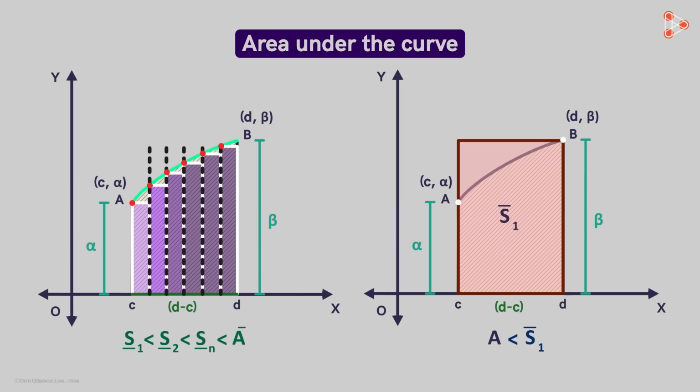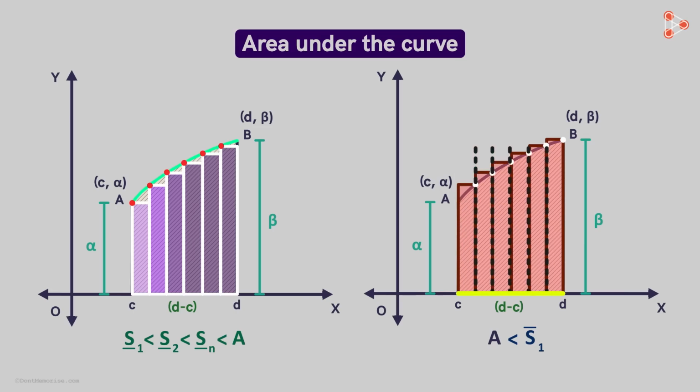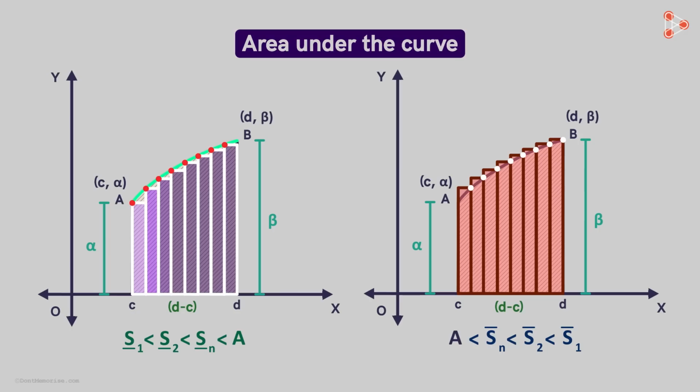area A. In a similar manner, in the figure on the right, we divide the interval into n parts and draw these rectangles. Note that these rectangles are drawn by taking the maximum y value, not the minimum. So the sum of the areas of these rectangles, Sn dash, will be less than S1 dash, but greater than A. Now, as we keep dividing this interval further and find the sum of areas of such rectangles, we will get closer to the area A. This is the general approach to find the area.